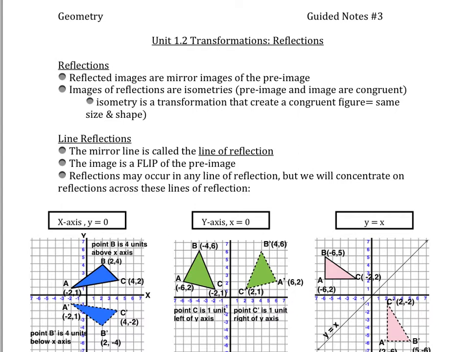So if you're working with a triangle, the original picture, called the pre-image, and the new picture, called the image, will be a pair of congruent triangles. And remember that an isometry is a transformation that creates a congruent figure. In other words, they're the same size and shape. And this means that angle measure is preserved and distance is preserved.